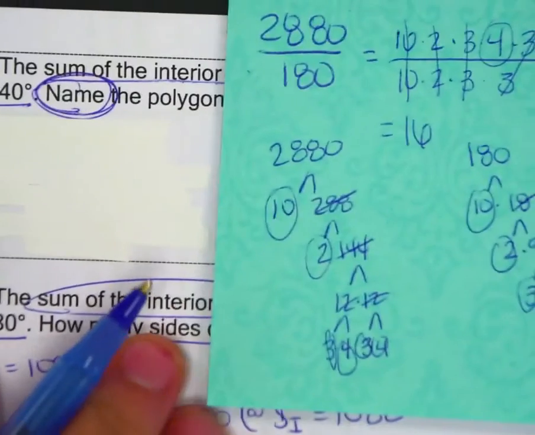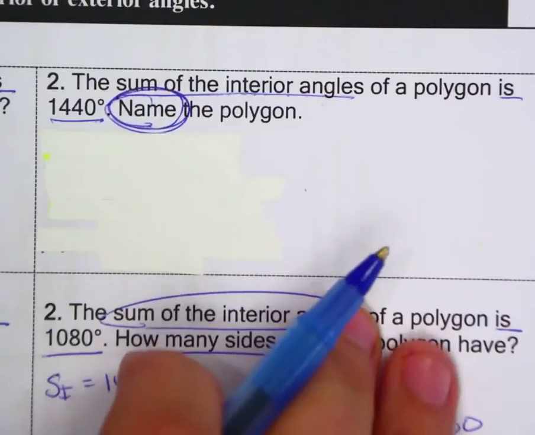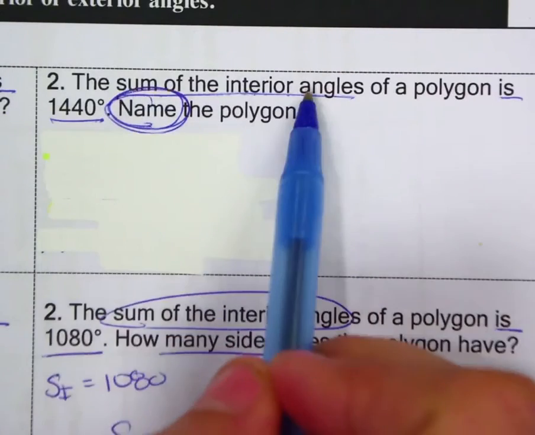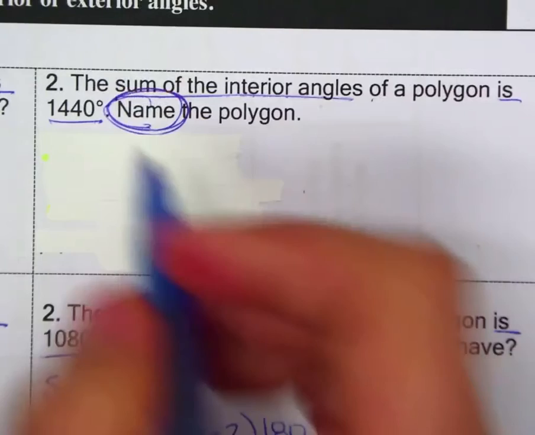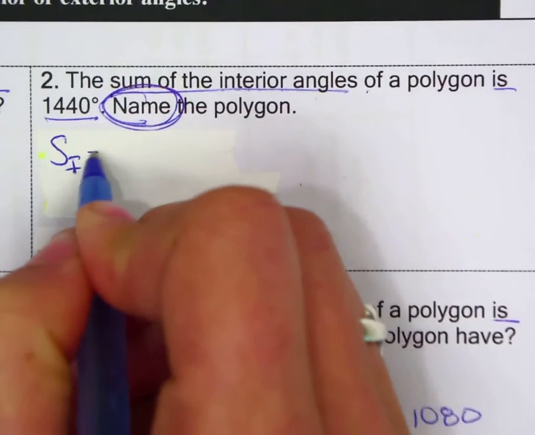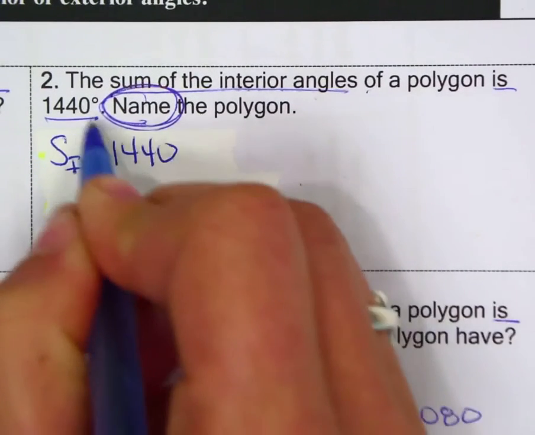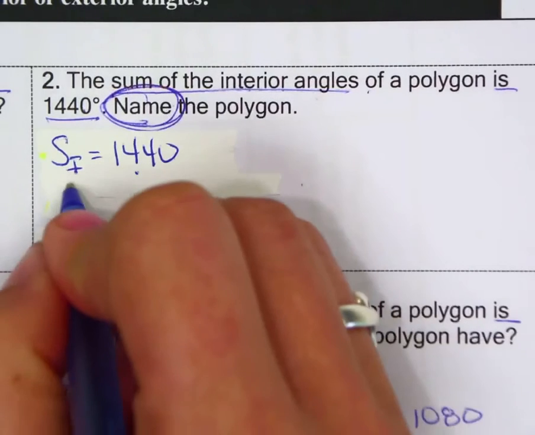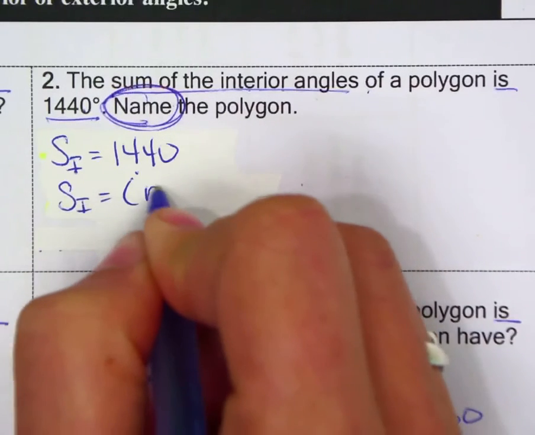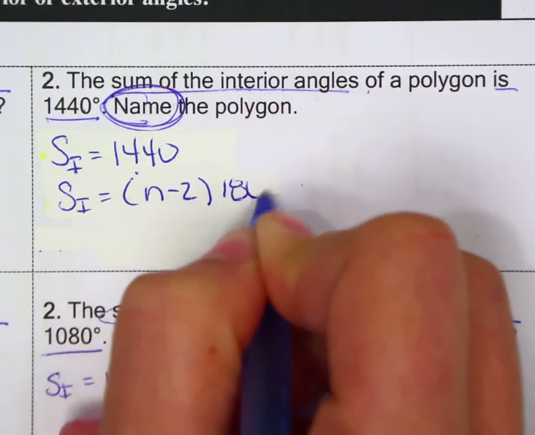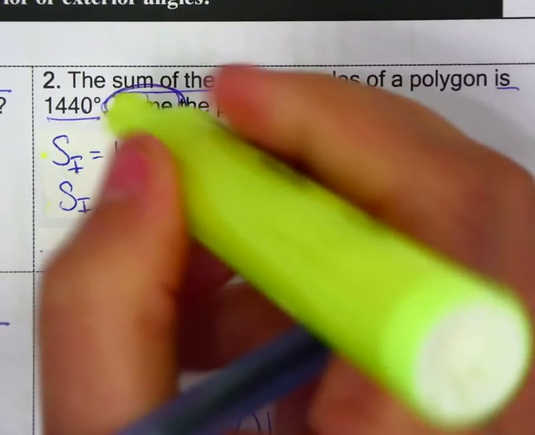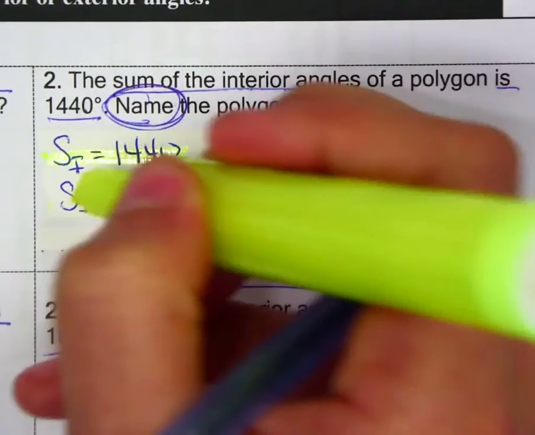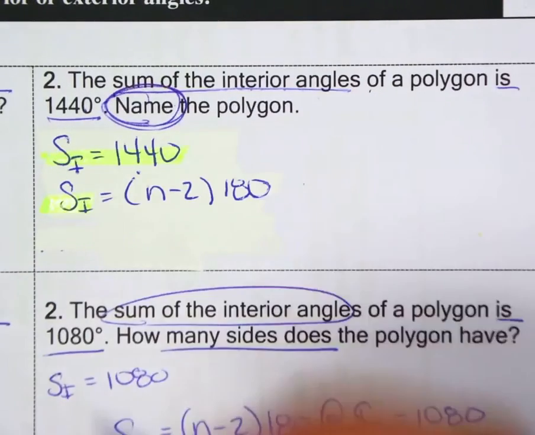All right, let's do one more. I'm going to use that same technique. The sum of the interior angles of a polygon is 1,440. We need to name the polygon. So again, we're going to write down the formula that we're going to use. And we're going to substitute 1,440 in for the sum of the interior angles.